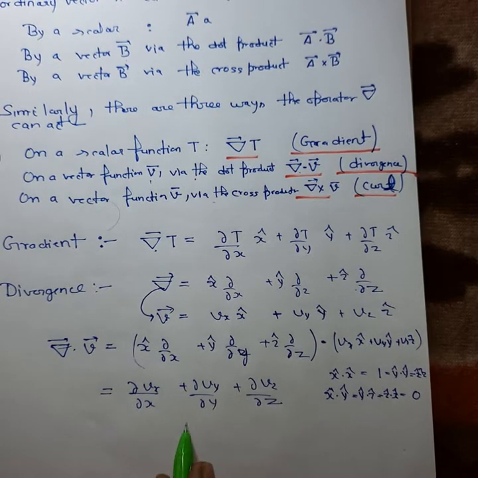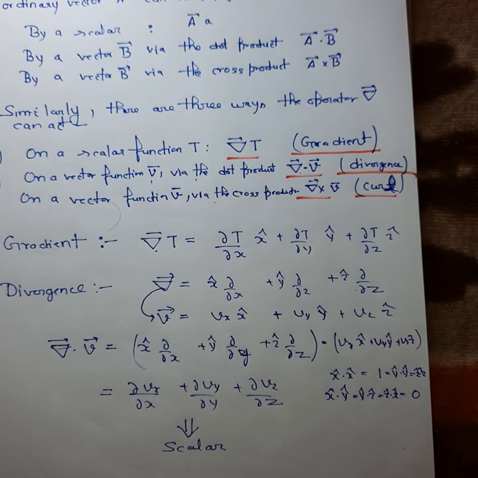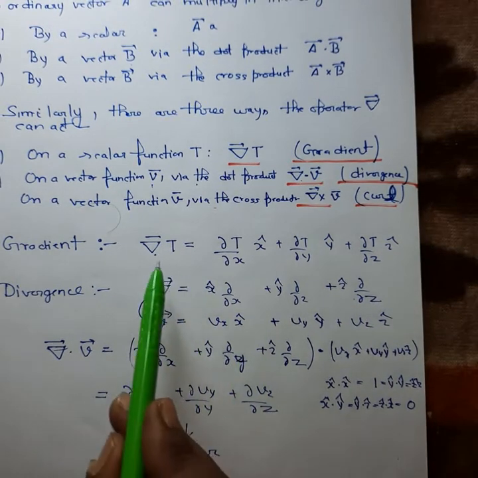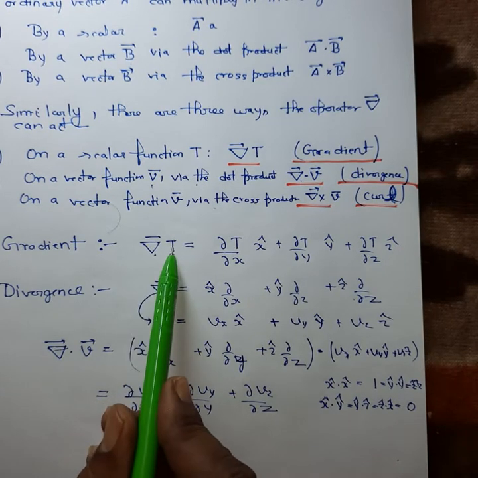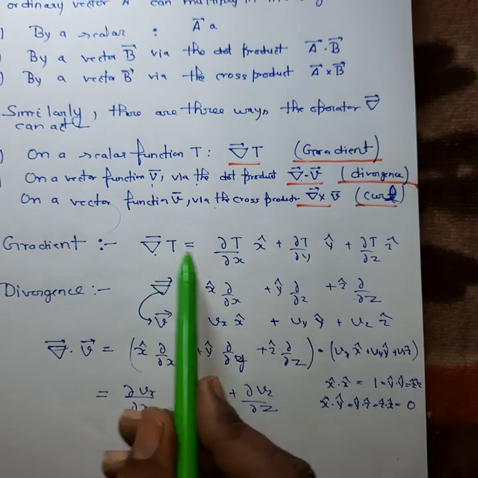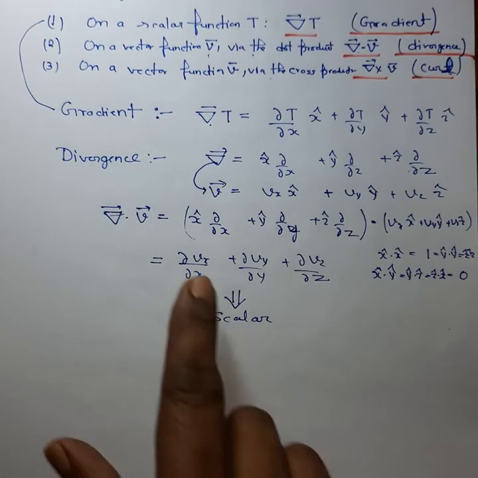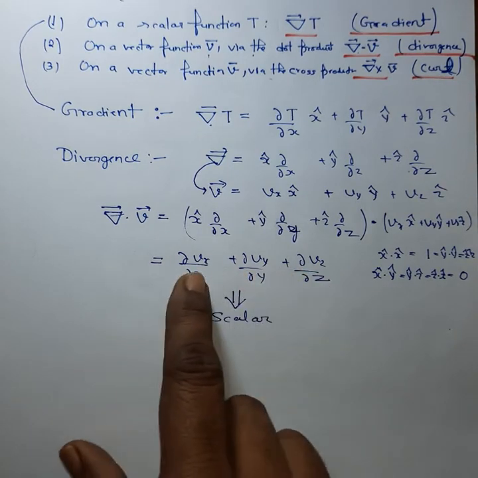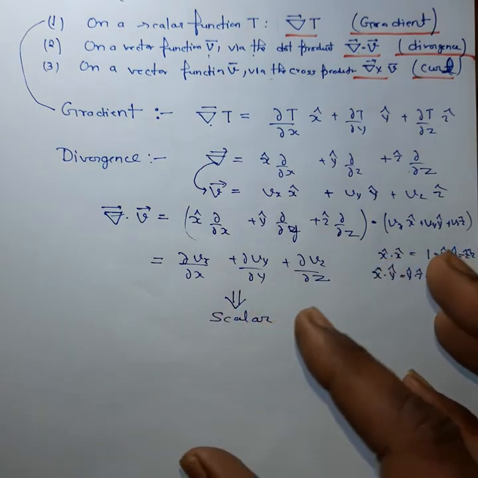So you see that this is not a vector, this is a scalar. I think it is very clear to you that when the del operator acts on a scalar function, it gives you a vector. When the del operator acts on a vector function by a dot product, it gives you a scalar. So this is how the divergence is defined. Let's see the geometrical interpretation of divergence.